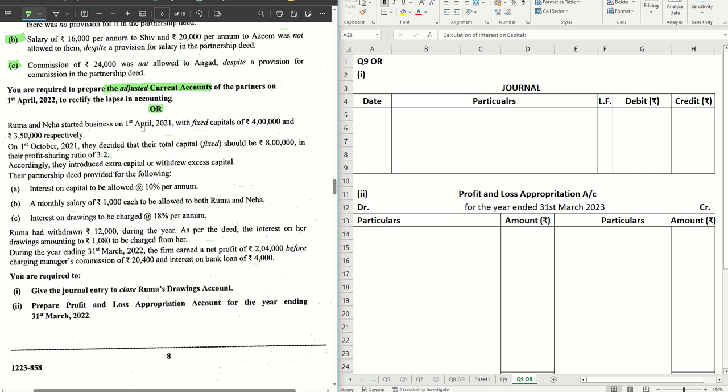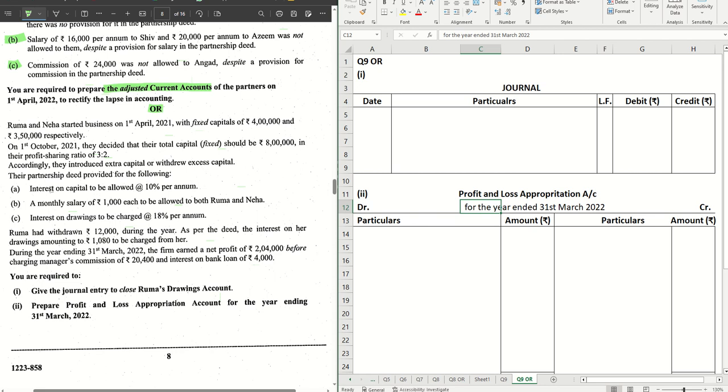This is for partnership PL Appropriation. Here we are required to pass closing journal entries for Ruma's drawings account and prepare the PL appropriation account for the year ended 31st March 22. All right, so let's do it one by one and let's pick up the entries as we go along.